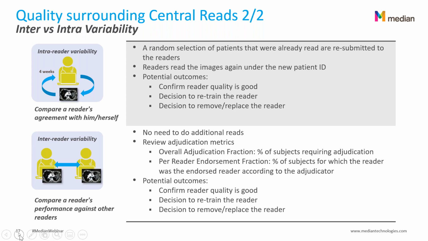The other type is inter-reader variability. For this one, there's no need to do additional reads. You would just be comparing a reader's performance against another reader. And you would see their comparison based off of some factors such as the overall adjudication fraction, which is the percentage of subjects requiring adjudication, as well as the endorsement fraction, which is the percent of subjects for which the reader was endorsed by the adjudicator. For these types of variabilities, the potential outcomes are that you can confirm that the reader quality is good, and you can make a decision on whether the reader needs to be retrained, removed, or replaced altogether.